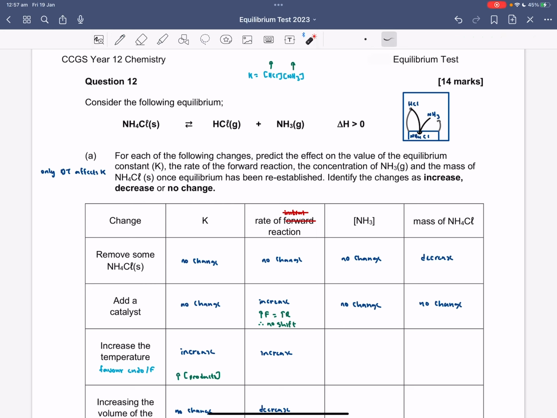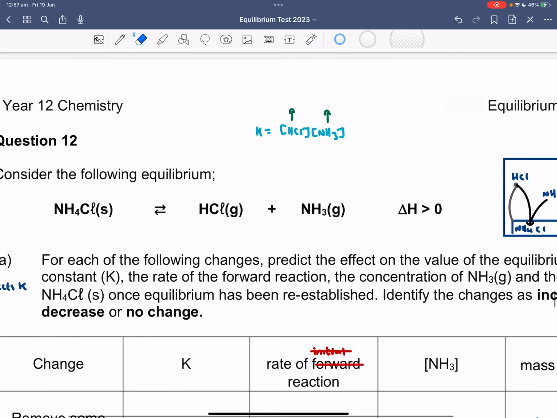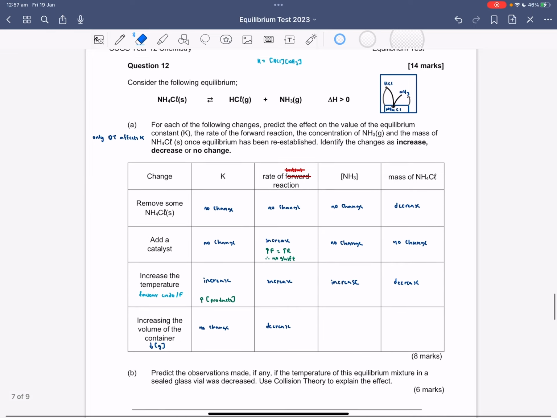All right, obviously I just said we're going to favor the forward reaction when you increase the temperature, which means the NH4Cl solid will get consumed and therefore its mass will decrease. And obviously the concentration of NH3 will increase. All right, which brings us to the last one. And the last one's the tricky one. The last one is the important one. It is really, really important.